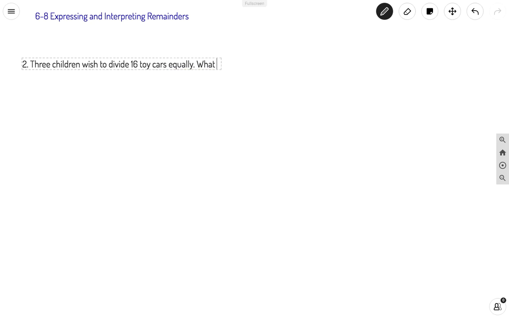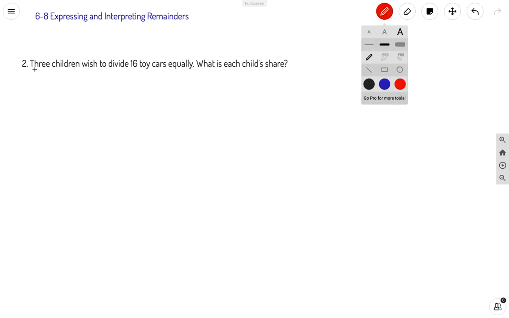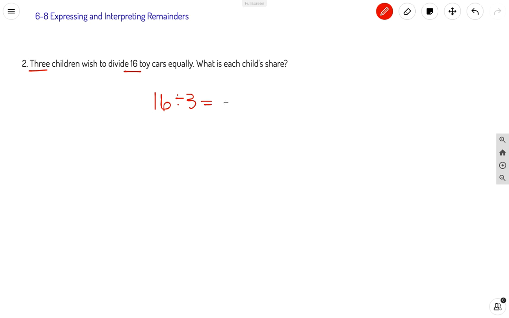What is each child's share? So let's first start by writing our number model with our unknown. They tell us that we have 3 children and that we need to divide 16 toy cars. So I know that my number model with my unknown is going to be 16 divided by 3 equals, I'll put a C for car.